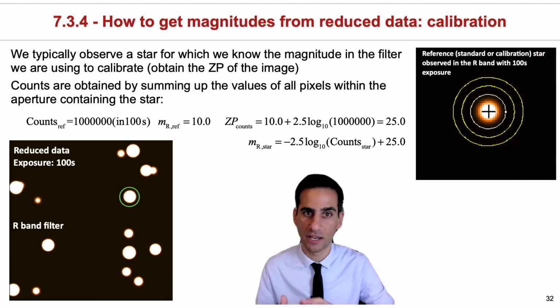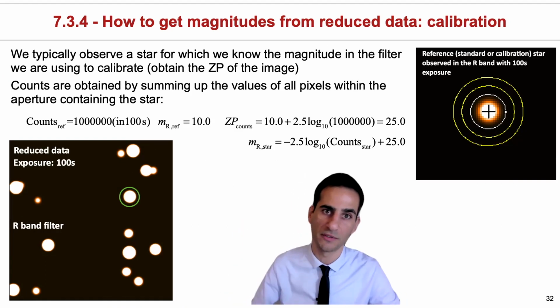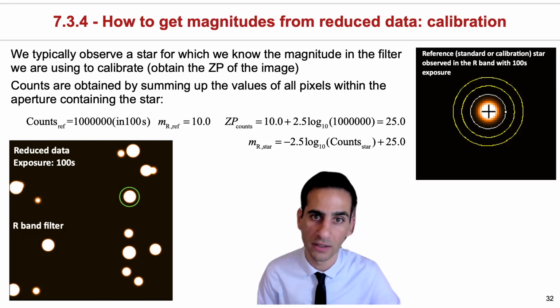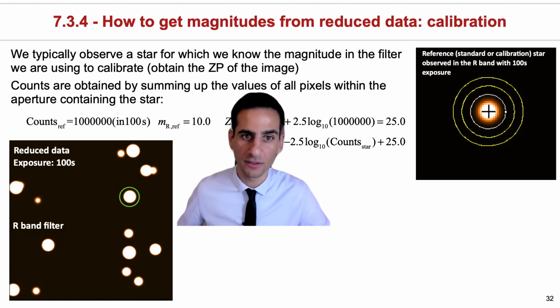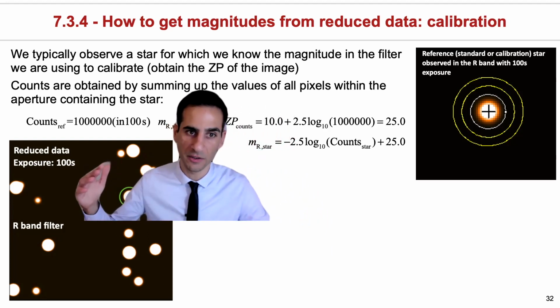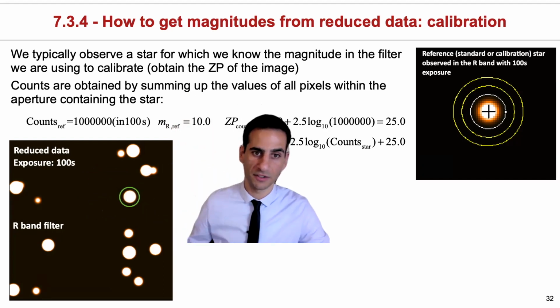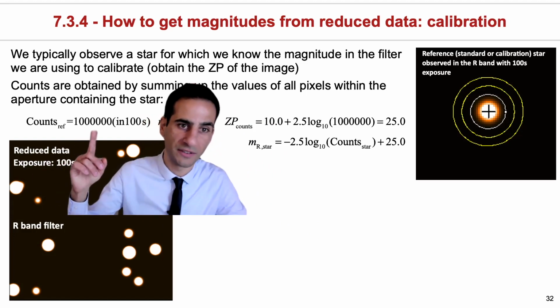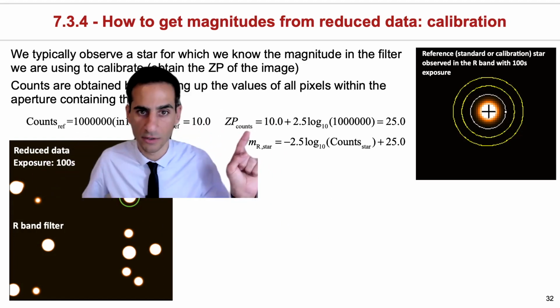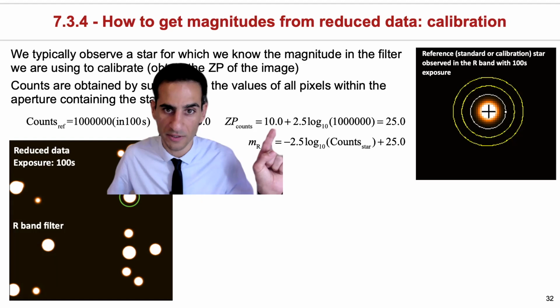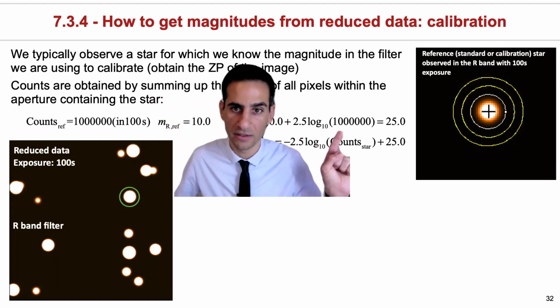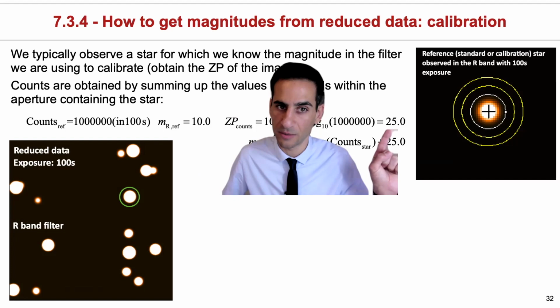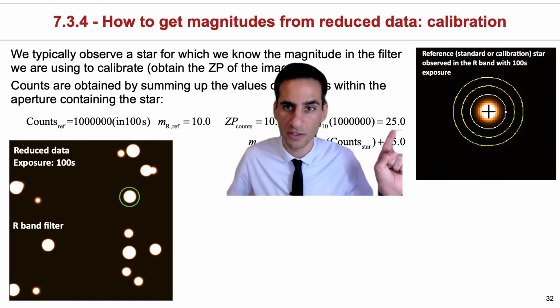In your lecture notes, you also have specific examples, such as this one, of how to get magnitudes from reduced data. For this specific example, say that the magnitude of your reference star is 10, and that when you observe that star and you do the same data reduction process as for your real image that is shown on this side, in 100 seconds, you get a huge number of counts. This is a million counts. If you do that, you can determine the 0 point in counts here. It's the magnitude of your reference star, that's 10.0, plus 2.5 log 10 of 1 million counts. And this implies that the 0 point for 100 seconds will be 25.0.